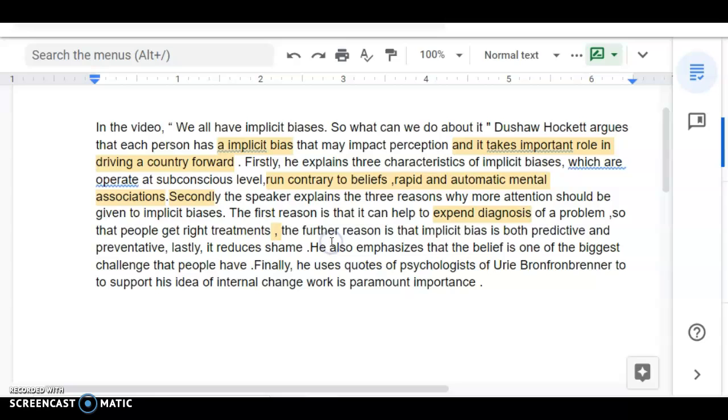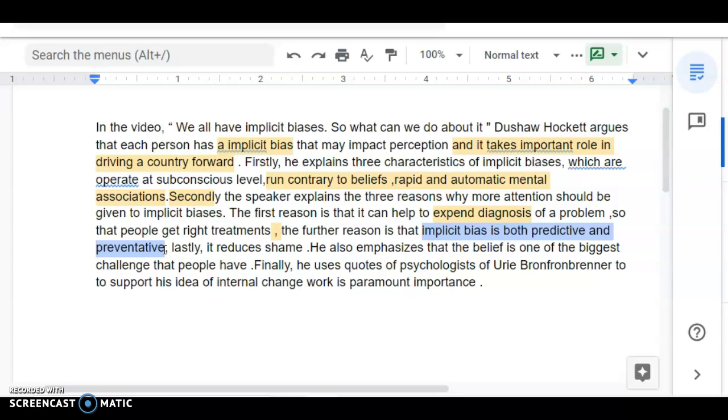The second reason Hockett discusses, you can keep repeating the name or the speaker, right? Is that, see, implicit bias is both predictive and preventive. What he was saying was that we need to be predictive and preventive in our approach to biases. Remember, he was saying we need to be able to predict. So I'm imagining, I'm putting myself in a situation. Am I likely to experience a bias in that situation? I need to predict that.